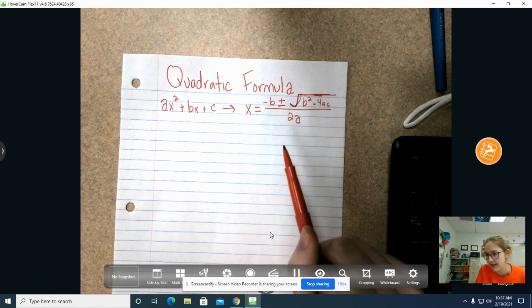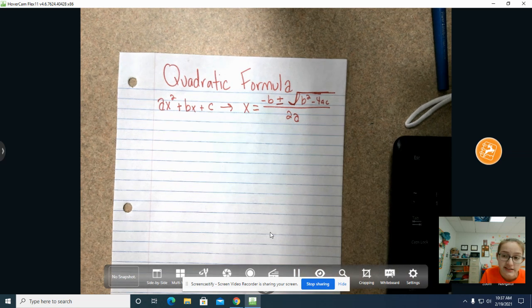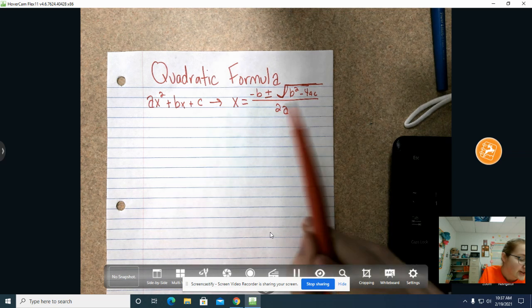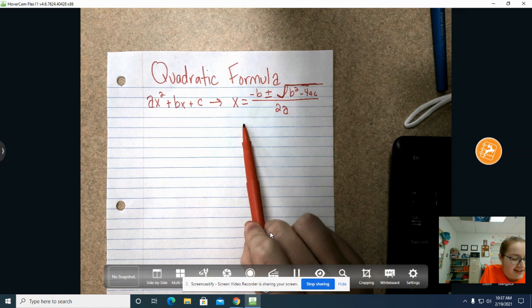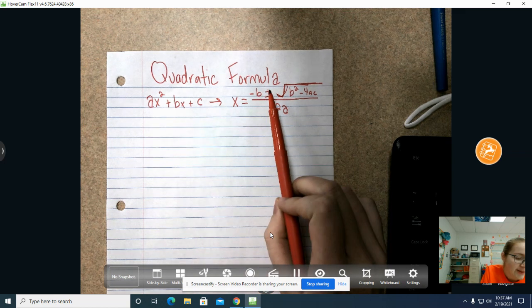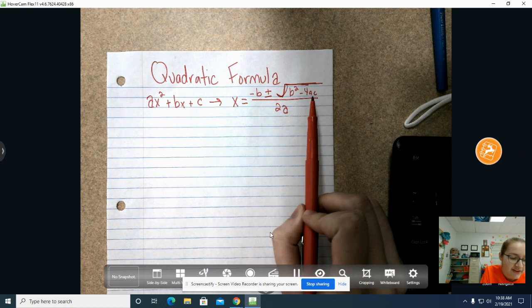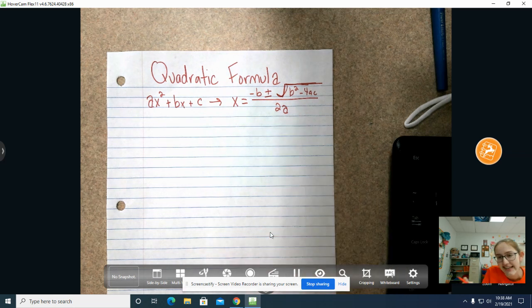The more you use this, I promise it's not as hard to memorize as it looks. When I was student teaching, we taught it using a song. So I'll sing the song for you to help you remember it. It's to the tune of Row, Row, Row Your Boat. It goes: x equals negative b plus or minus the square root of b squared minus 4ac all over 2a. So if you can remember that, then you'll be good to go.